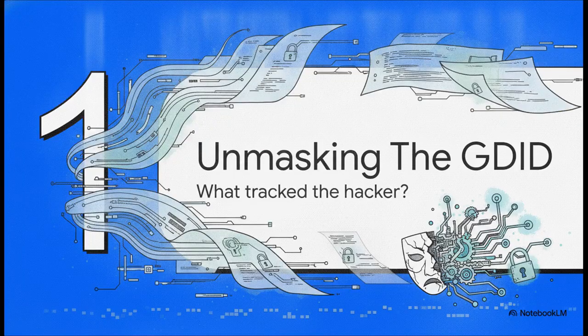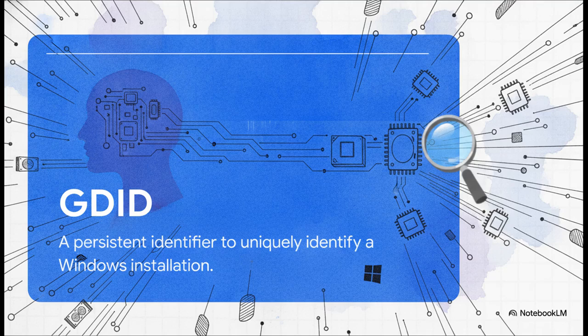Section 1. Unmasking the GDID. What exactly tracked the hacker? The tool that caught him is called the Global Device Identifier, or GDID. In Microsoft's own words from the federal complaint, it is a persistent device-level identifier designed to uniquely identify an installation of a Windows operating system.